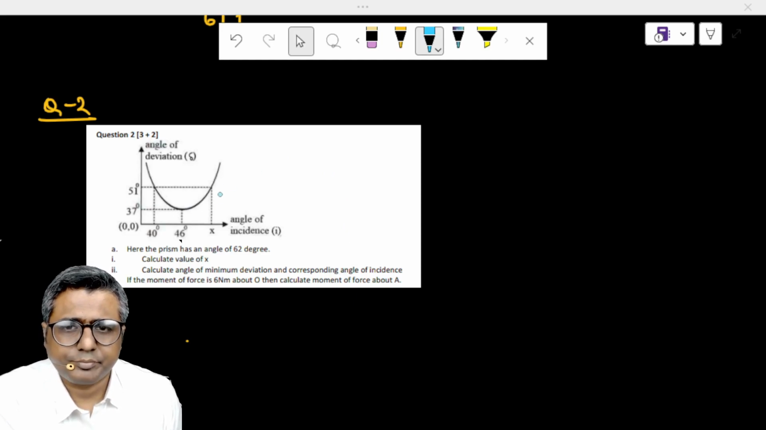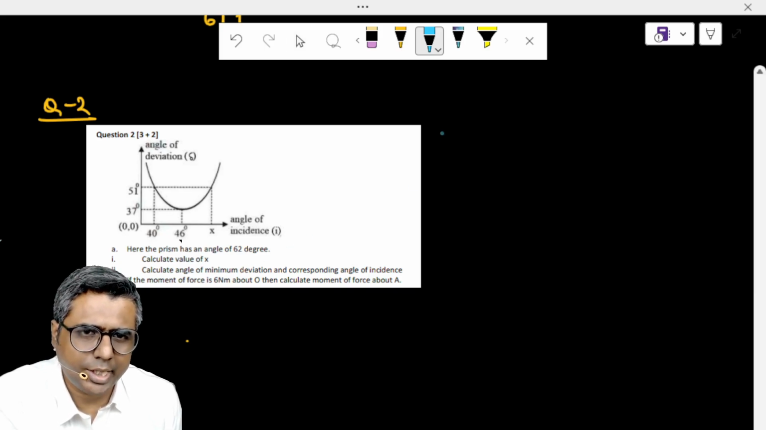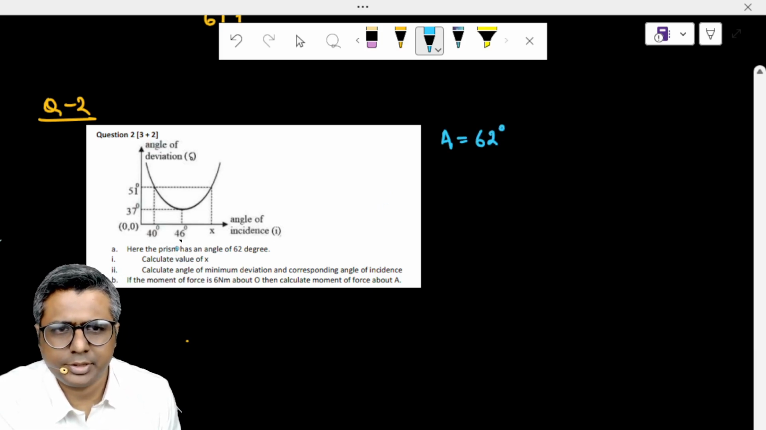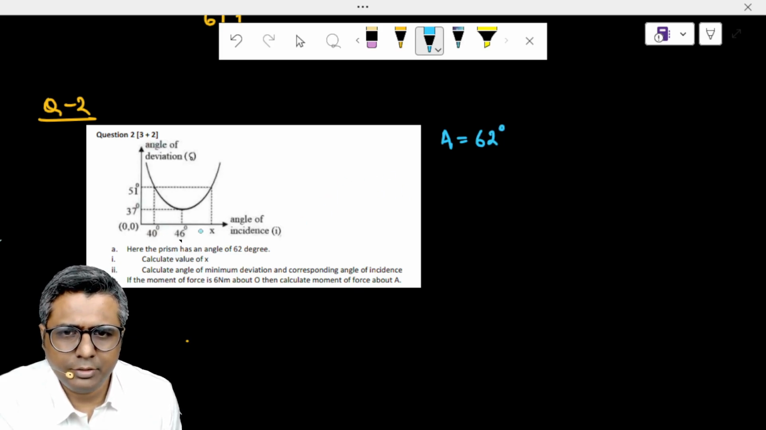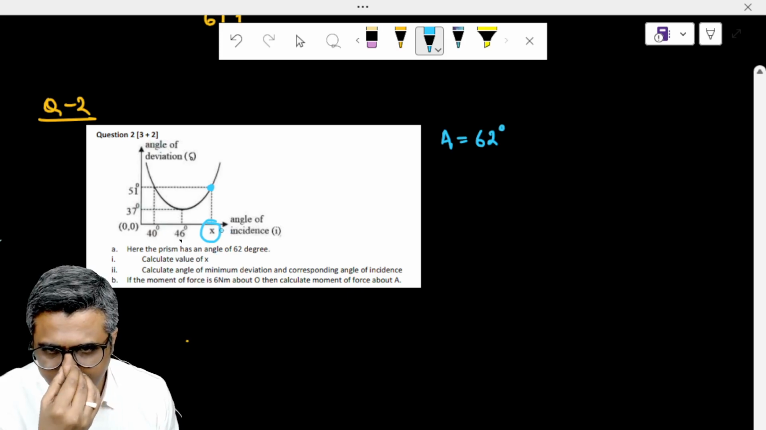Okay, let's see. It has been said that this prism has an angle of 62 degree. So angle of prism I will write down as 62 degree. What is my next part? Calculate the value of x. This is the x. So that means I have to calculate angle of incidence at this point.